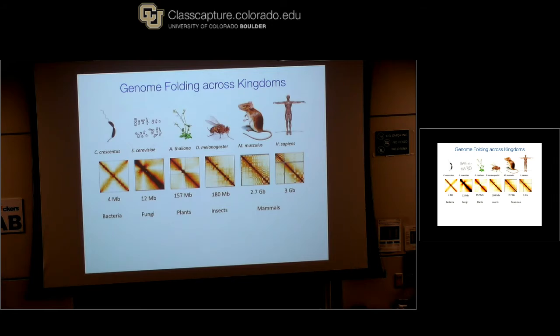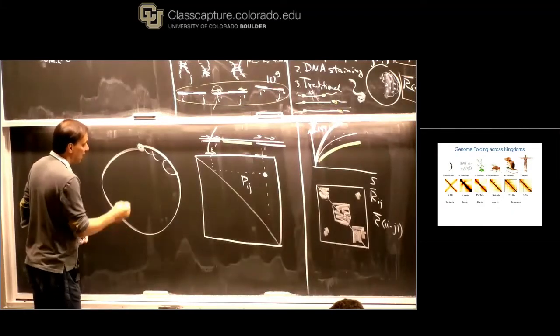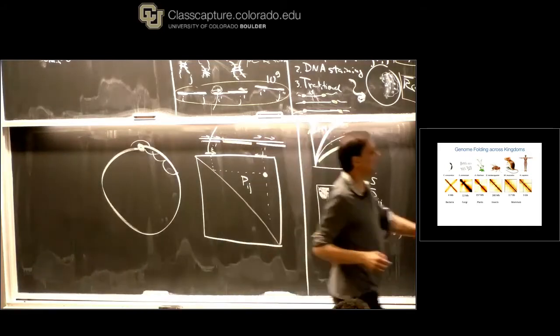We know a little bit more from this, because if it was circular, let's think about this. If it were just circular, what would you get? You would get the main diagonal. What are these main diagonals? These are contacts between regions that are close by on the genome, right? Circular means that the end will be next to the start. So that will just give me this thing.